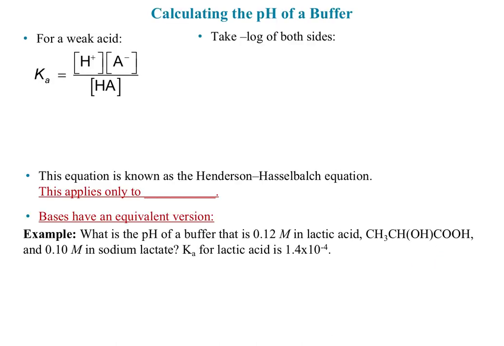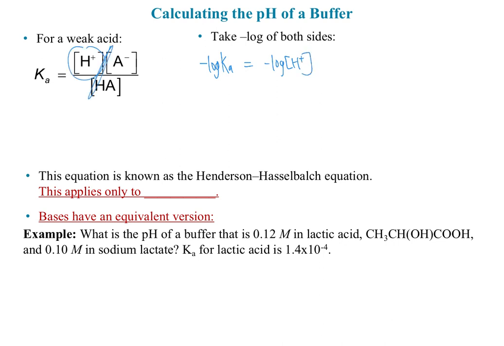So there's a really cool equation we can use when we have a buffer. What we're going to do is take our acid dissociation expression, Ka, and take the negative log of both sides. So I get negative log of Ka equals negative log of hydronium here. And then I'm going to separate here.